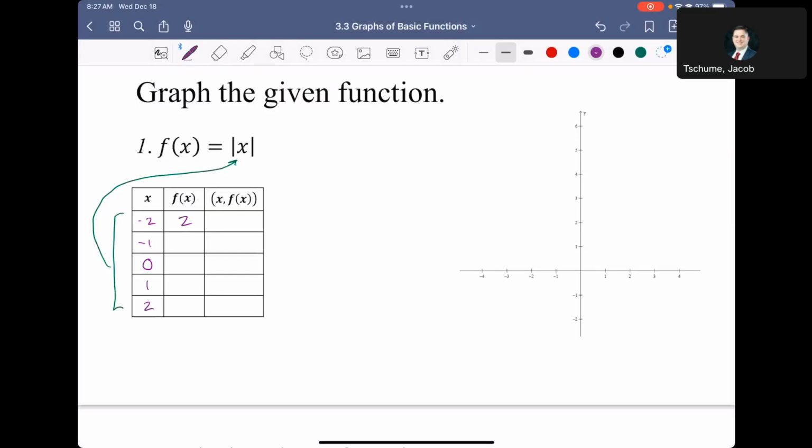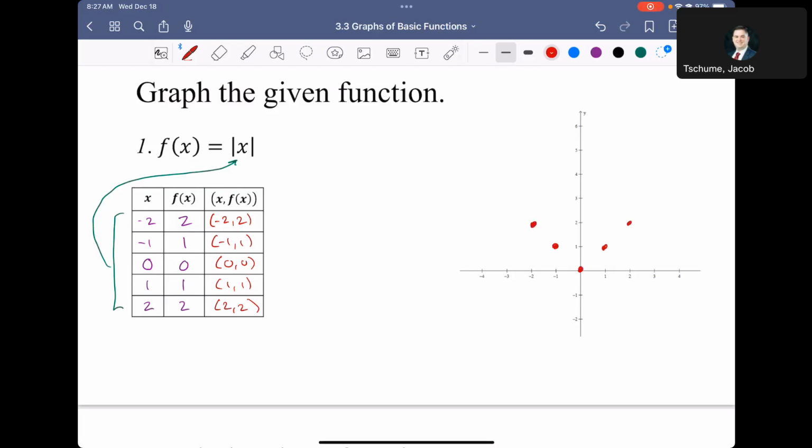Once again, taking the absolute value of everything, you get 2, 1, 0, 1, and 2. What this is doing is creating points that you're able to plot on the graph you see to the right. Right next to it I wrote the 5 points that we're going to plot. So -2, 2 would be right here. -1, 1. 0, 0 is right in the middle. 1, 1. And 2, 2.